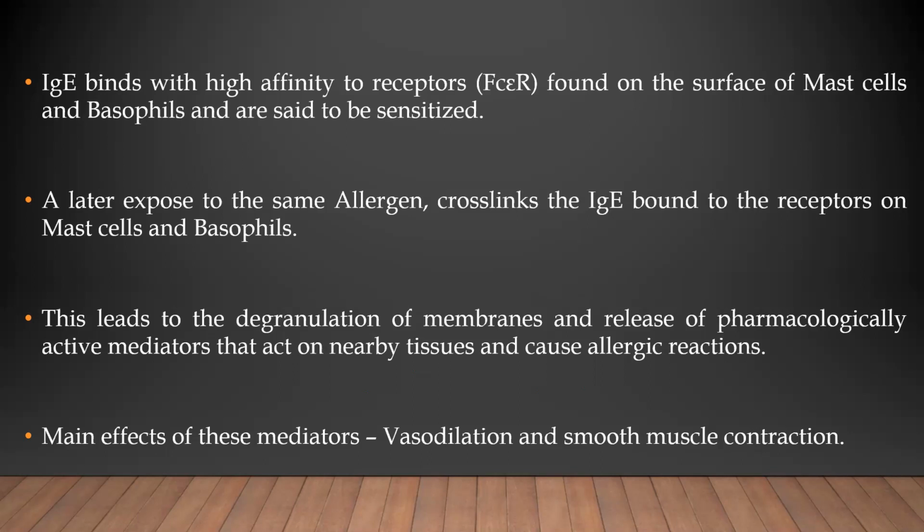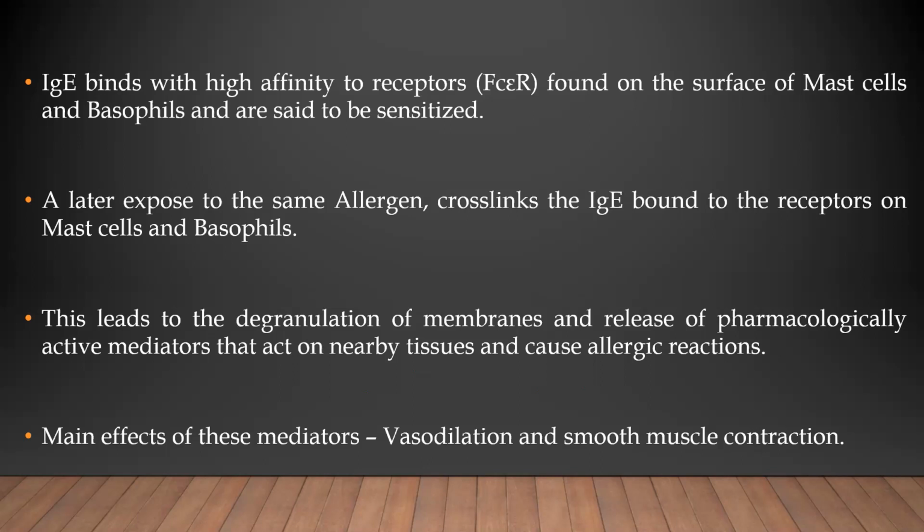When the same individual is exposed to the same allergen again in the future, maybe second time, third time, or maybe in the consecutive times, then what is going to happen? These allergens will directly bind and cross-link the IgE antibodies found on the surface of basophils and mast cells. This cross-linking of IgE on the surface of these cells will lead to degranulation of the membrane, and degranulation of the membrane will lead to release of various pharmacologically active mediators. Now, one very common example of these mediators is histamine. I guess everyone knows about it.